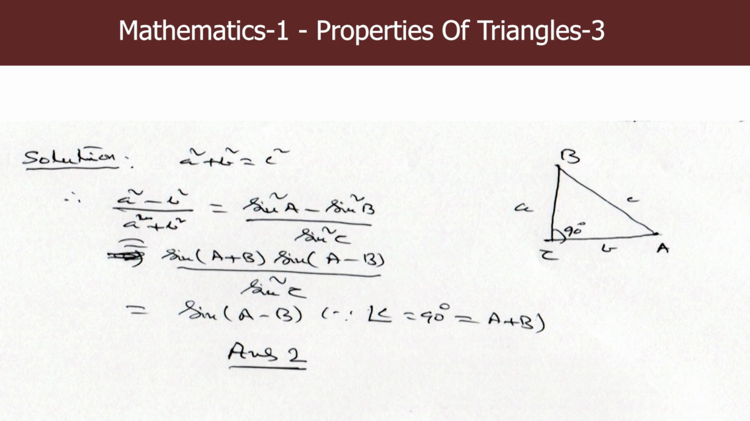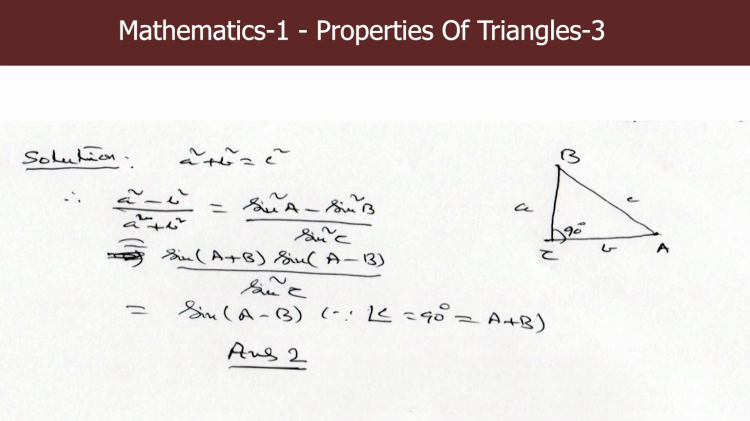That is a square minus b square by a square plus b square. Therefore a square minus b square by a square plus b square is equal to sin square A minus sin square B by sin square C, because a square plus b square is equal to c square, and a is equal to 2r sin A, b is equal to 2r sin B, c is equal to 2r sin C. And because it's a right angle triangle, a square plus b square is equal to c square. So in the denominator, you will get c square.